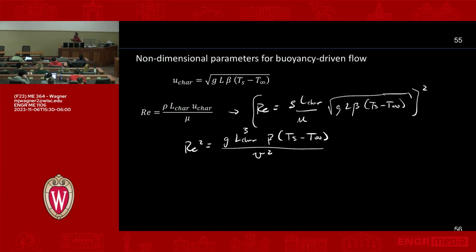Okay, so this non-dimensional group, Reynolds squared for the characteristic velocity that we have, is actually given a special name. And that special name is GR, which is the Grashof number. Right? So when people are talking about buoyancy-driven flow, it is the Grashof number that's important, and that's what's referenced.